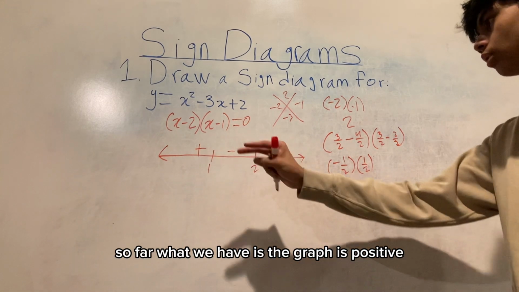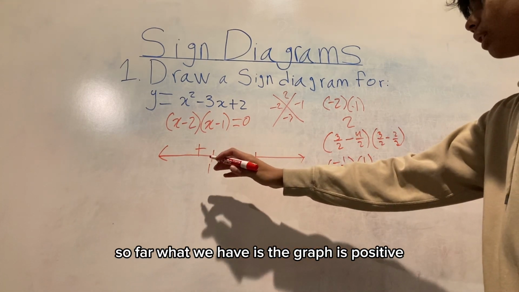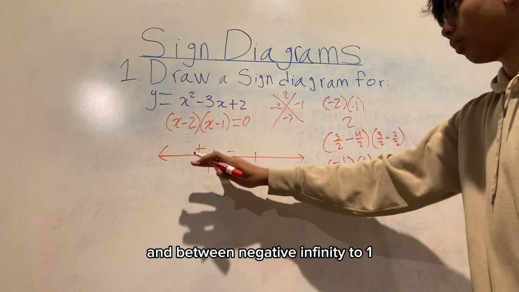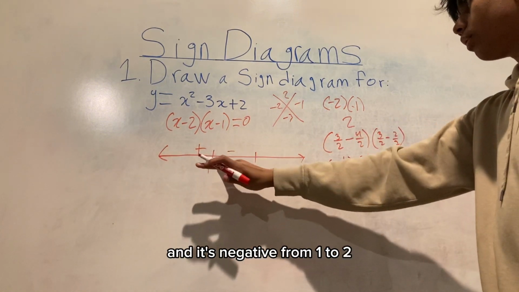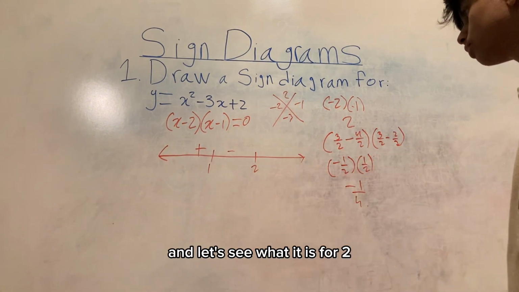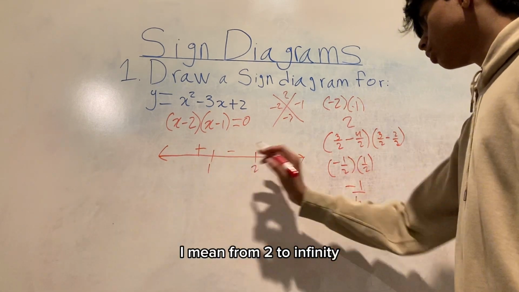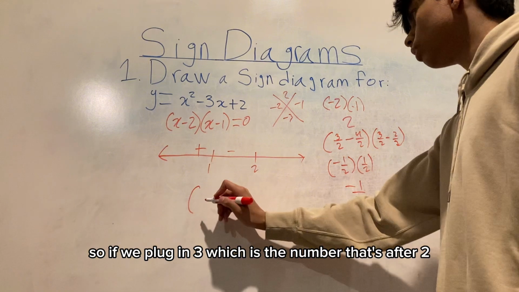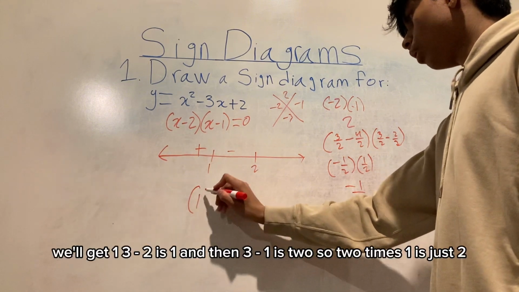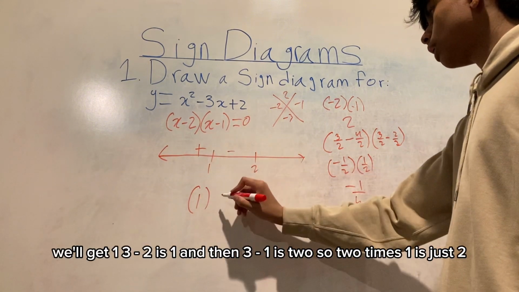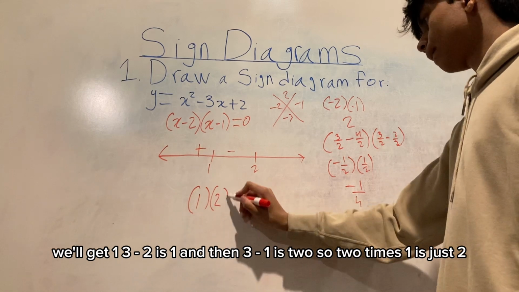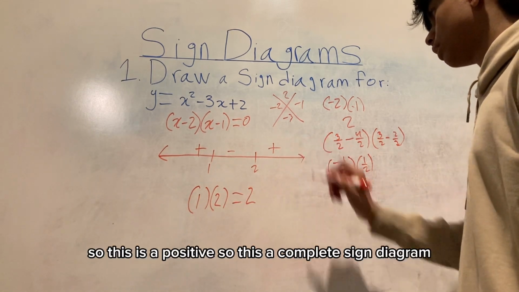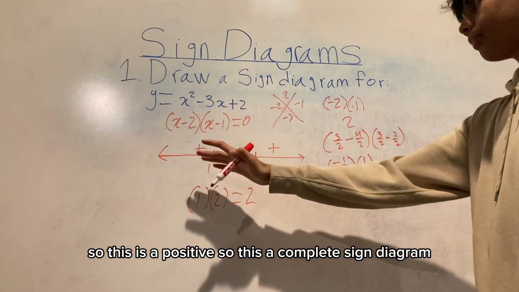So that means so far what we have is the graph is positive between -infinity to 1. And it's negative from 1 to 2. And let's see what it is from 2 to infinity. So if we plug in 3, which is the number that's after 2, 3 minus 2 is 1. And then 3 minus 1 is 2. So 2 times 1 is just 2. So this is a positive. So this is a complete sign diagram.